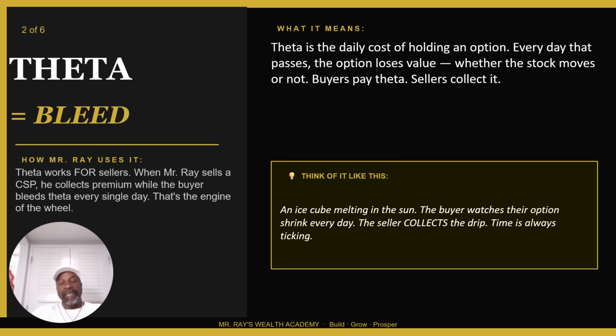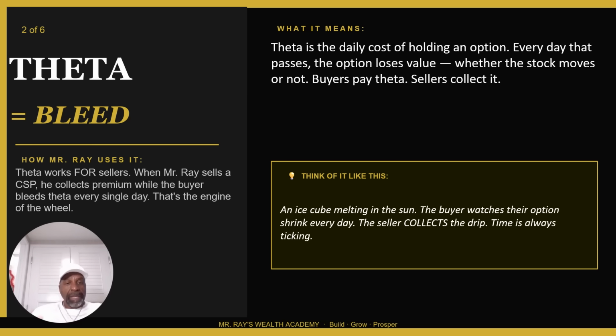Think of it like an ice cream seller. I'm the ice cream truck and I'm coming down, I sell you some ice cream. As soon as I sell you that ice cream out in the hot sun, it starts melting, all right? And it starts shrinking away. So the seller collects the drip. I got your money, but time is ticking, baby. You got to eat that bad boy before it all melts. And so that's how it works for sellers.